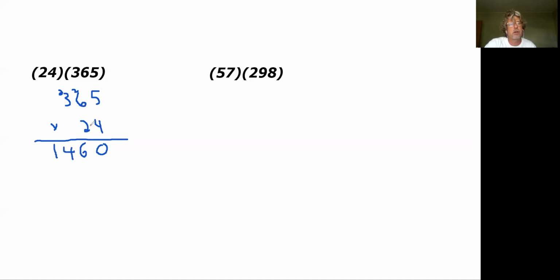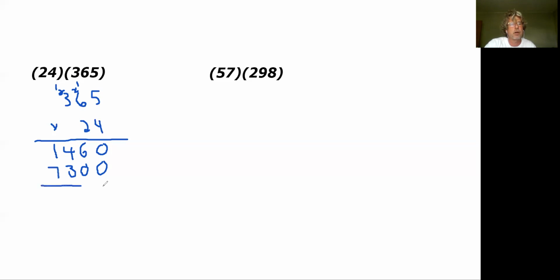And then when we do this 2, remember it's really a 20. So we'll go ahead and put down its trailing 0. And now just focus on the 2. 2 times the 5 is the 10. Bring down just the 0. Carry the 1. So I'm going to mark that 2 out. 2 times 6 would be 12. Plus the 1 is 13. Again, just bring down the 3. Carry the 1 over to the next spot. 2 times 3 is 6. Plus the 1 makes 7.